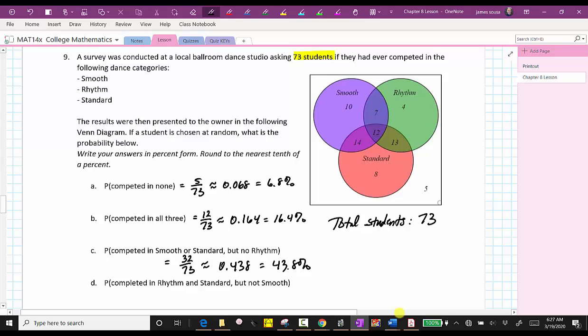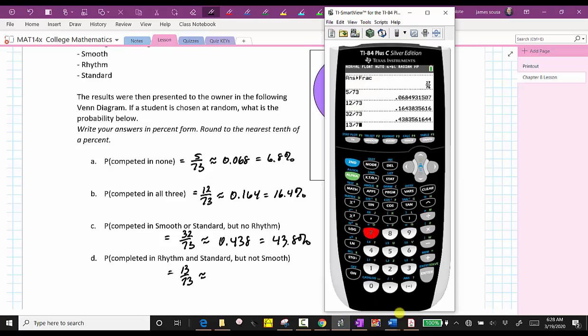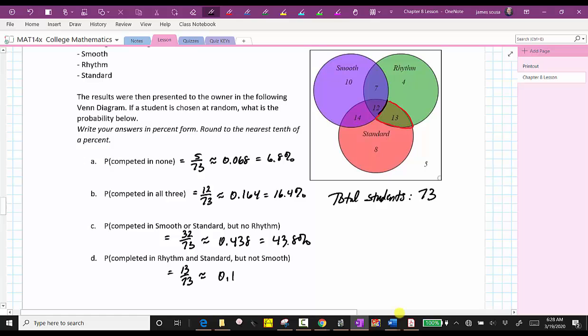And for our last example, we want the probability of selecting one student, and the student competed in rhythm and standard, but not smooth. So rhythm and standard is the intersection of rhythm and standard, which is this region here, but we do not want them if they also competed in smooth, so we don't count these 12. We're only considering this set here. Again, we don't include these 12 because while they are in the intersection of rhythm and standard, they also competed in smooth, and we want them not competing in smooth. So we have 13 favorable outcomes out of a total of 73. To 3 decimal places, we have 0.178, which is equal to 17.8%.